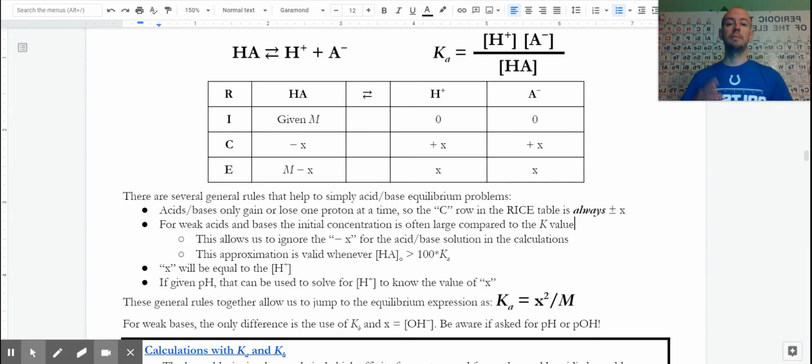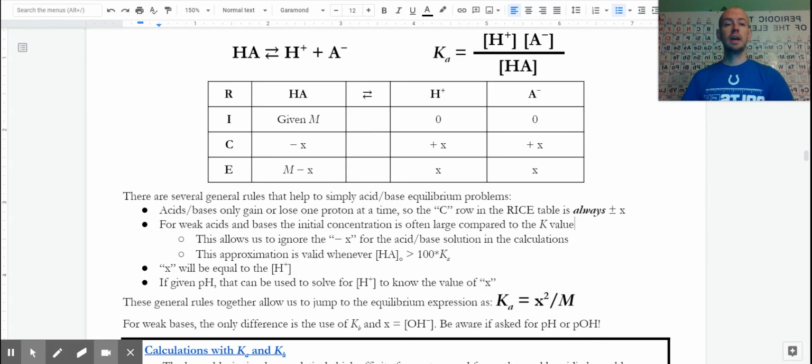And in problems, sometimes we're given Ka and an initial molarity. We can solve for hydrogen ion concentration. Sometimes we're given pH and we plug that right in for our hydrogen ion concentration so we know what X is. And if we know what X is and Ka, we can solve for initial molarity. Or if we know what X is and initial molarity, we can solve for Ka. Those are the three variables we're looking at.